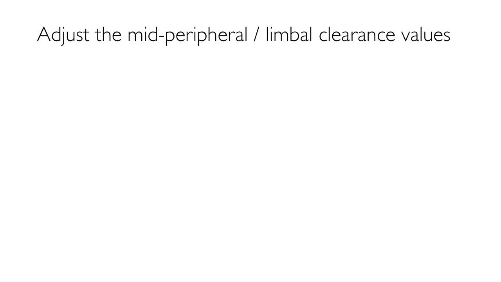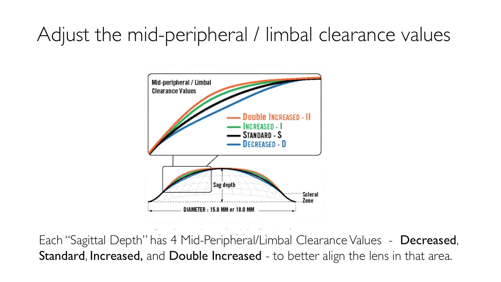Let's discuss how we adjust the mid-peripheral and limbal clearance values by adjusting the profile curves. As you see in this graphic, we have a choice where we can increase or decrease the mid-peripheral vault of the lens by adjusting this profile curve. If we want to bring the profile curve closer to the cornea, we use a decreased profile.